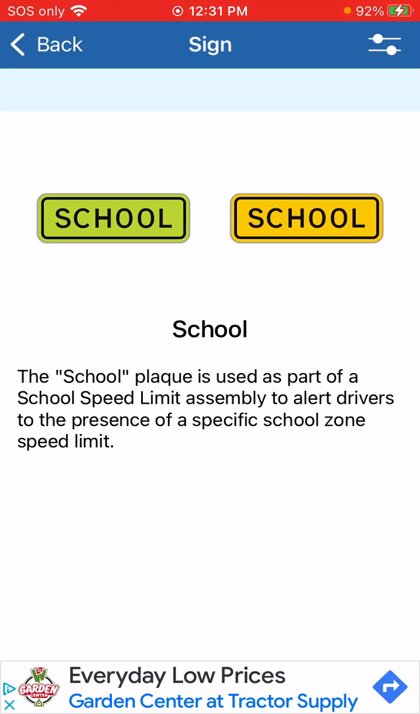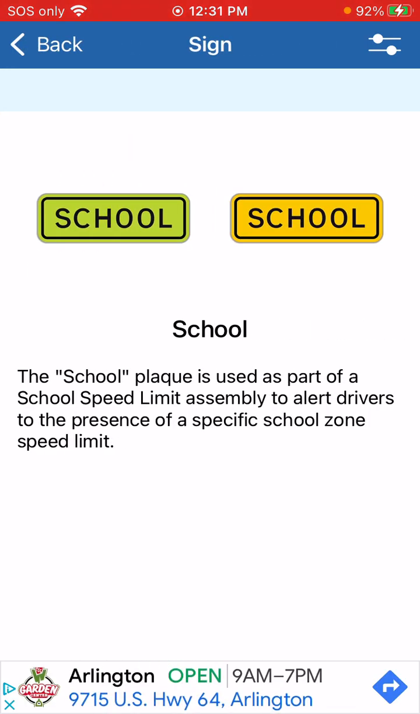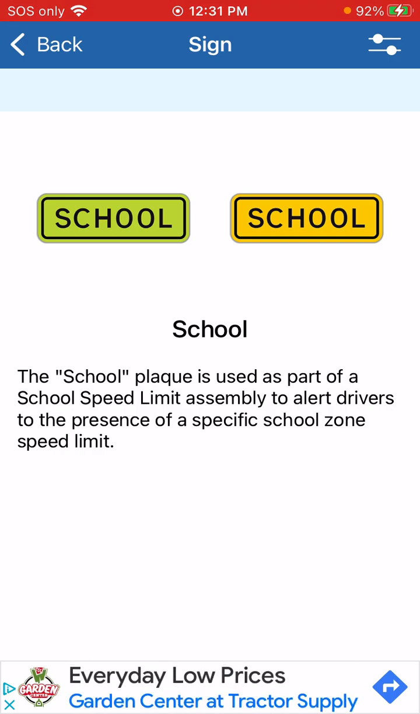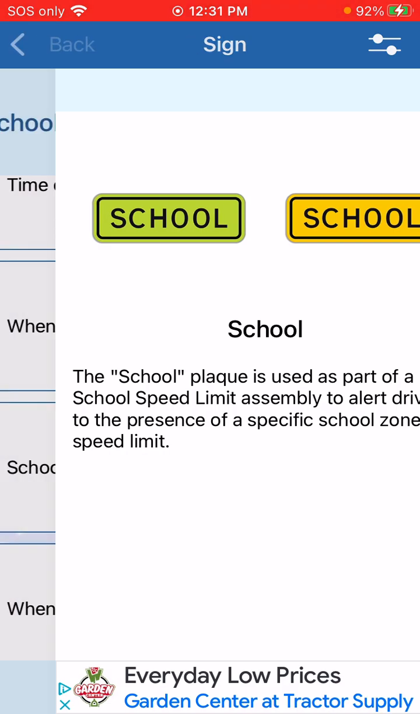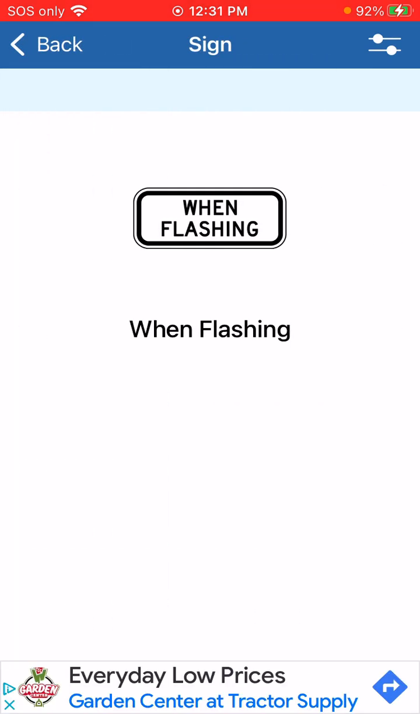School. The school plaque is used as part of a school speed limit assembly to alert drivers to the presence of a specific school zone speed limit. When flashing.